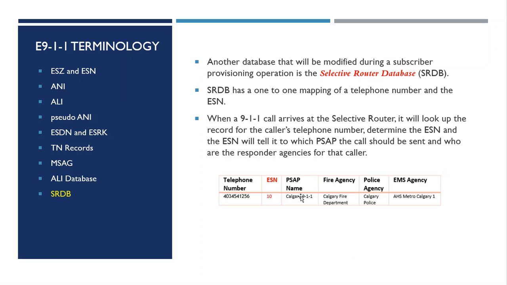This is just an example for the SRDB. For this telephone number, the ESN is 10. That's all this selective router needs to know. Once it knows this number, it knows where to send the call. That essentially covers the databases involved in handling the E911 call.